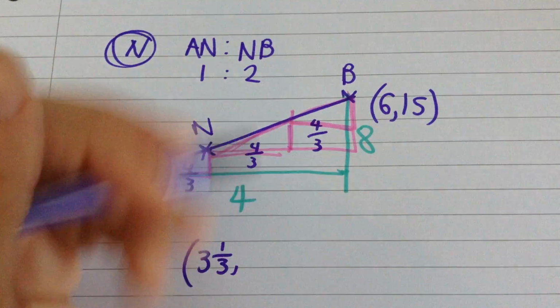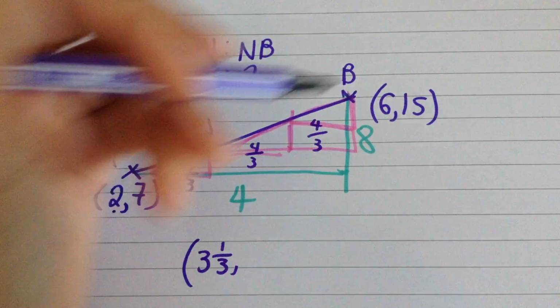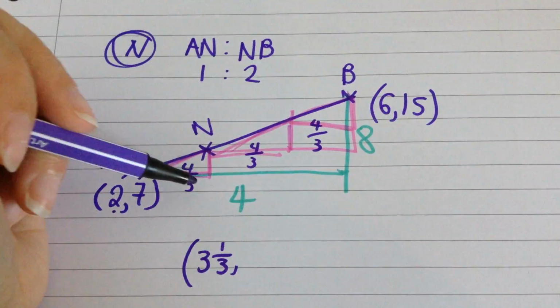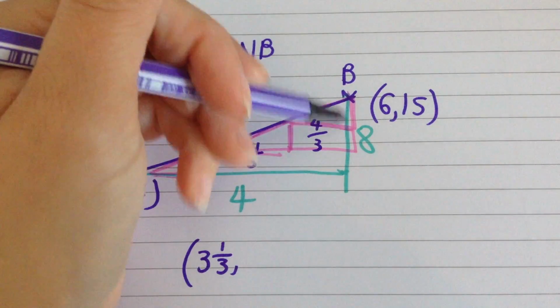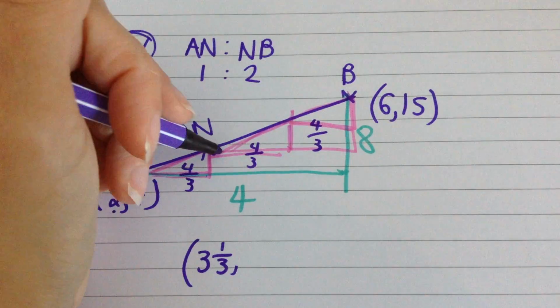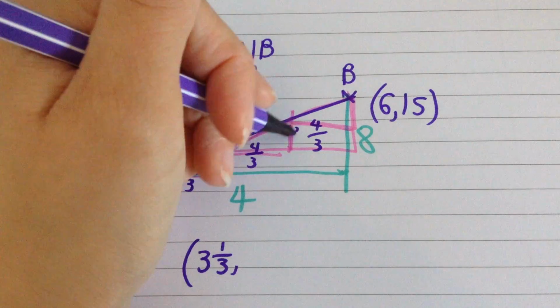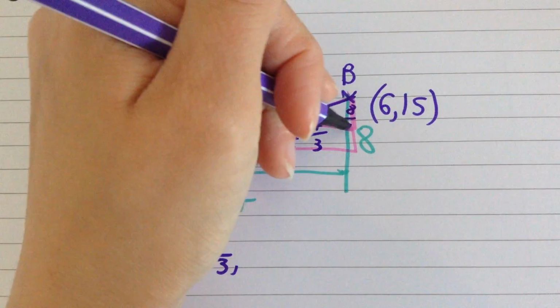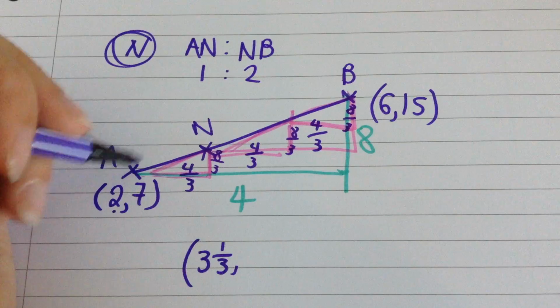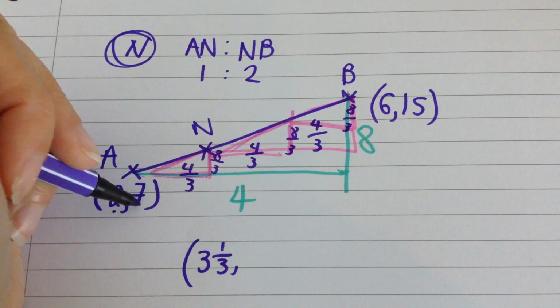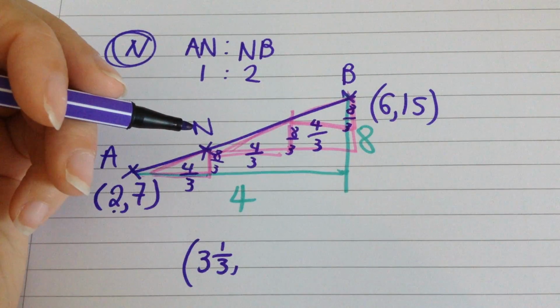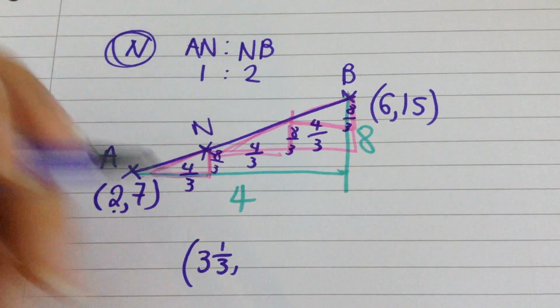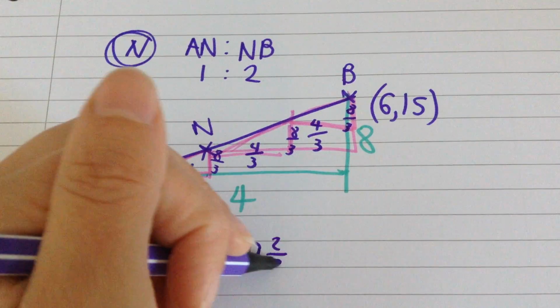Then looking at the y-coordinates, the whole rise is 8, but it's got to do 3 rises in that space. So each one is going to be 8/3. From A to N, it's going to go from 7 and go up by 8/3. What's 8/3? 2 and 2/3. So it's going to be 9 and 2/3.